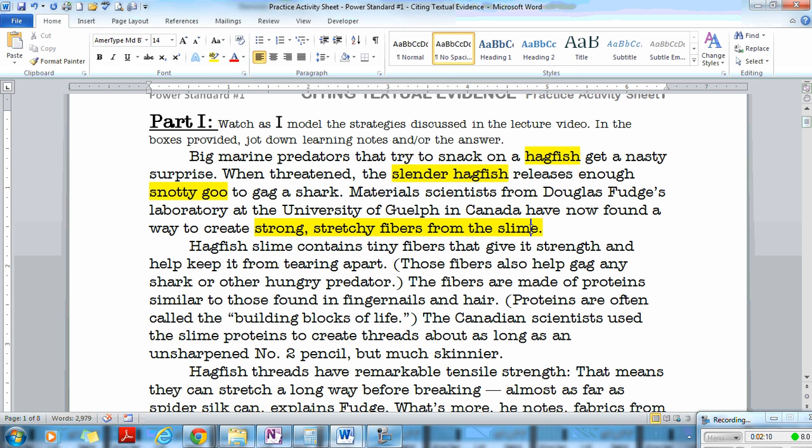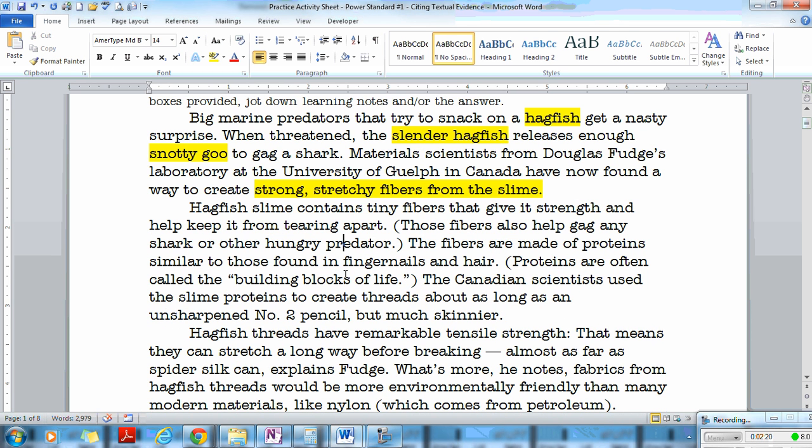So automatically, the author's telling me that this snotty goo is nothing more than slime, and that this slime is strong. Hagfish slime contains tiny fibers that give it strength and help keep it from tearing apart. Those fibers also help gag any shark or hungry predator. Rightly so, because if it's strong and it doesn't tear apart when it gets in their mouth, they can't break it up very easily. The fibers are made of proteins similar to those found in fingernails and hairs. Proteins are often called the building blocks of life.